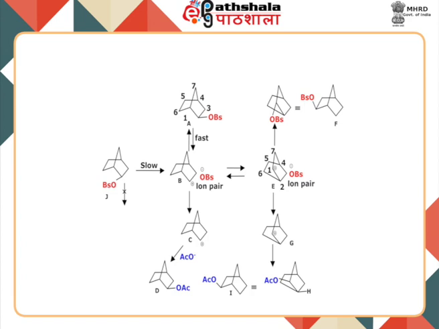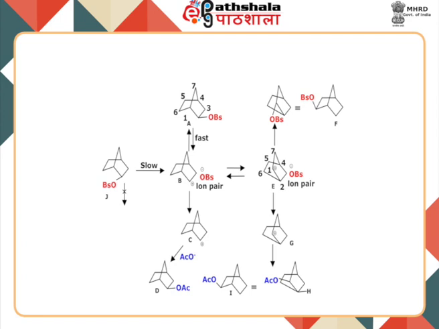but let me again tell you that it is irrespective whether we start from exo or endo brosylate, the major product is the exo OAC substituent, because you can see that both ultimately are going via the same intermediate. So, we can quickly say that these are the various changes which are happening. A to B to C to D is the acetolysis with retention of configuration.